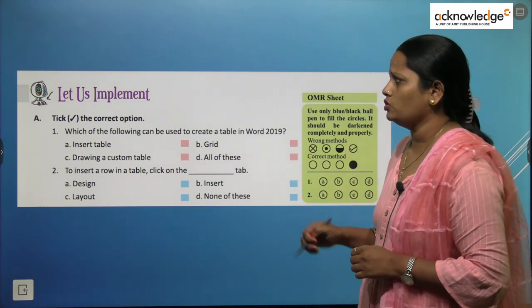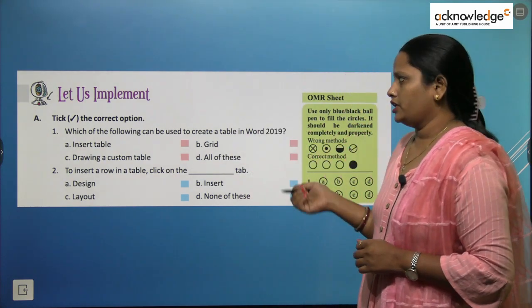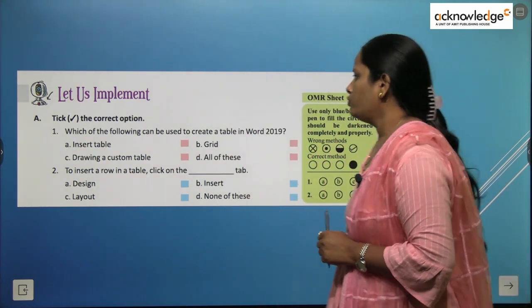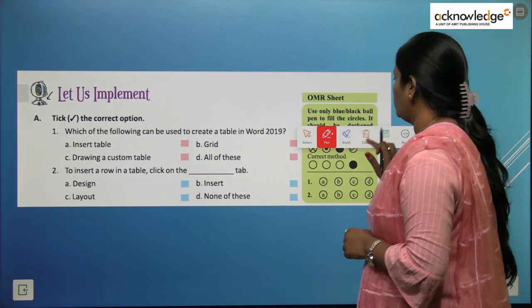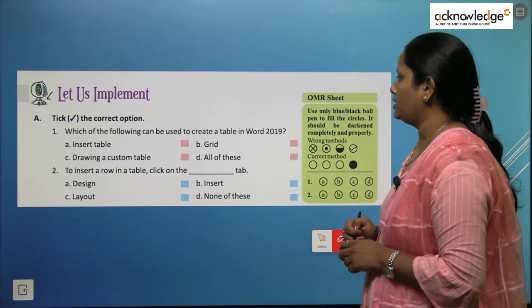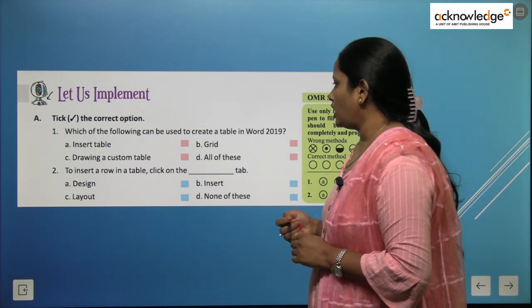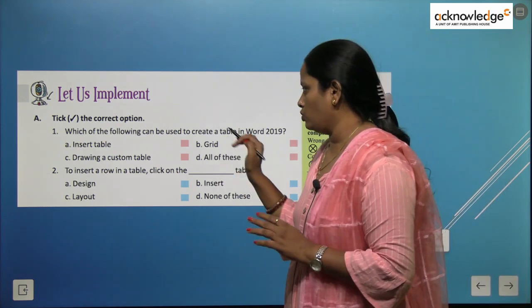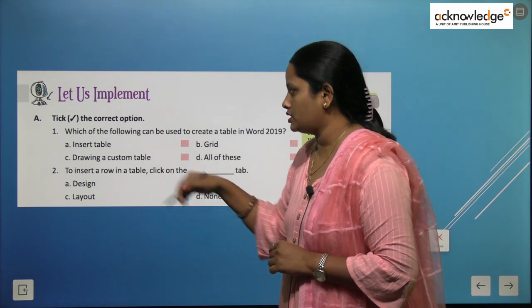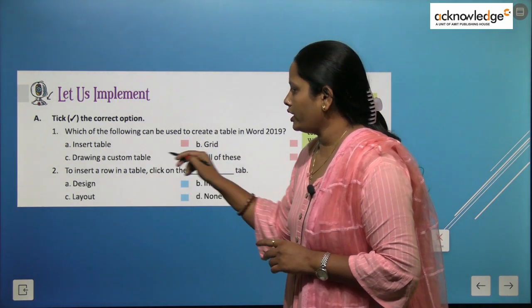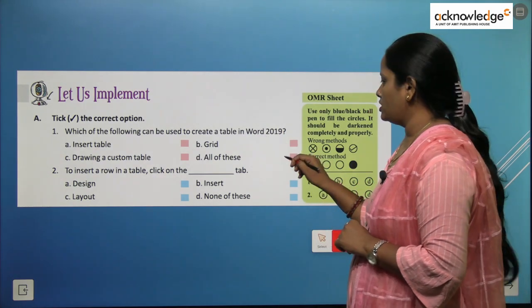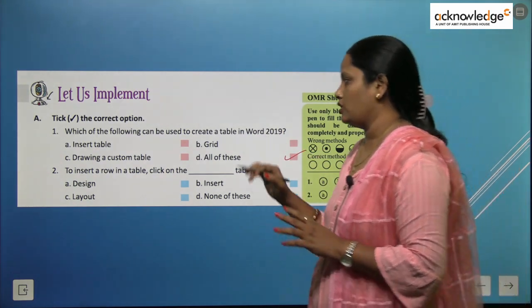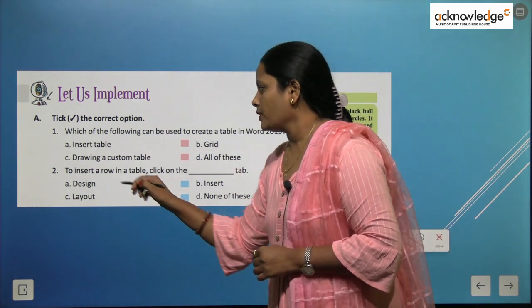Now, let's come to the tick the correct options. First question is, which of the following can be used to create a table in Word 2019? So, what can we use? We can use insert table option, drawing a custom table option, grid, or all of these. So, this is the correct answer, all of these. We can use all of these options.